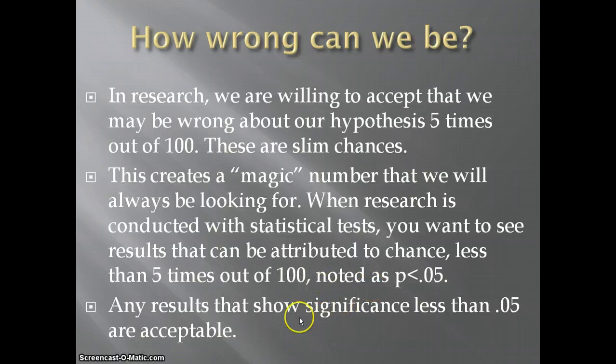Anything that's less than 0.05 is acceptable. We're willing to say that that's okay. Now, if it is much, much less than that, that's even better. Then you can have even more confidence in your results. If it's greater than 0.05, that means there's 6 chances out of 100, 7 chances out of 100, that the results that you see in your study are not necessarily because of what you did. They're just pure luck. That's not okay. We can't live with that.